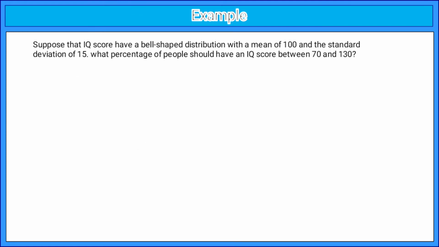Let us now take a look at another example here. Suppose that IQ scores have a bell-shaped distribution with a mean of 100 and a standard deviation of 15. What percentage of people should have an IQ score between 70 and 130? As you can see in this given problem, it is somewhat similar to our previous example.